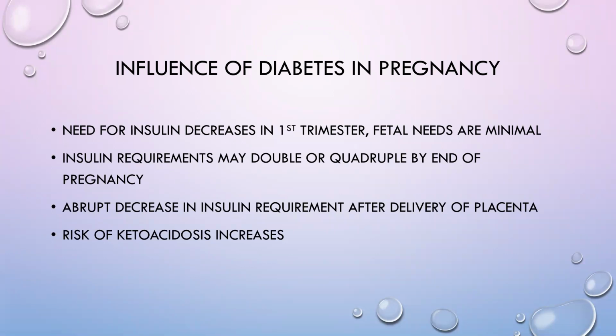For a woman with diabetes who becomes pregnant, the need for insulin usually decreases during the first trimester because the fetal needs are very minimal at that time. Insulin requirements may double or even quadruple by the end of the pregnancy. There's usually an abrupt decrease in insulin requirement after delivery of the placenta. There is a risk of ketoacidosis during this time.